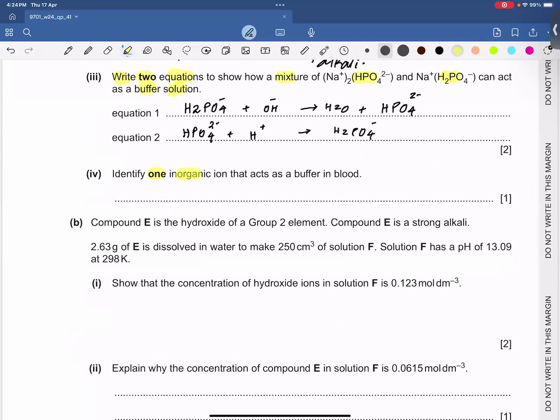Identify one inorganic ion that acts as a buffer in the blood. So the examiner is looking for the one inorganic ion. So it's going to be hydrogen carbonate. And hydrogen carbonate has a charge of -1, okay?